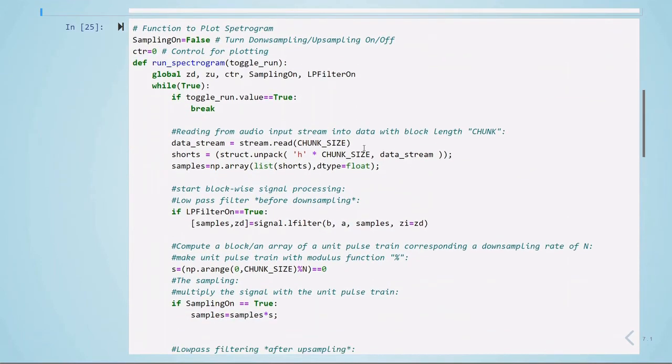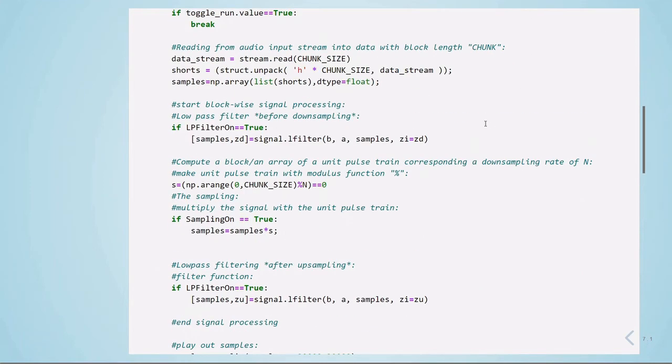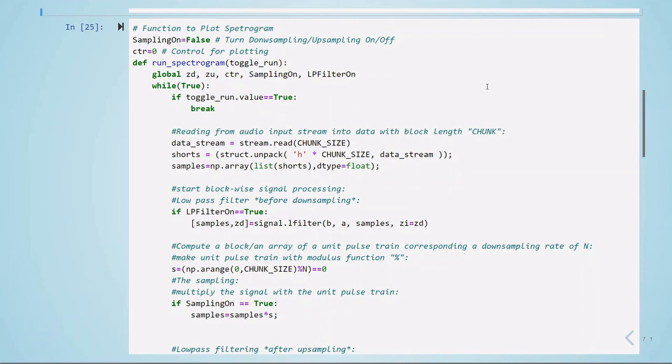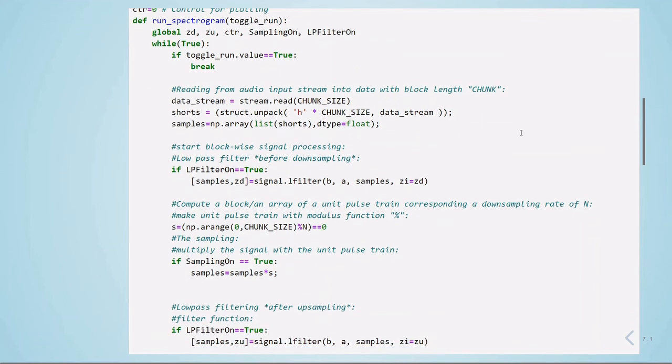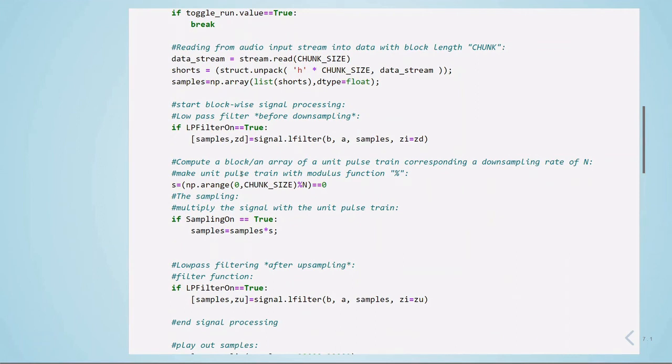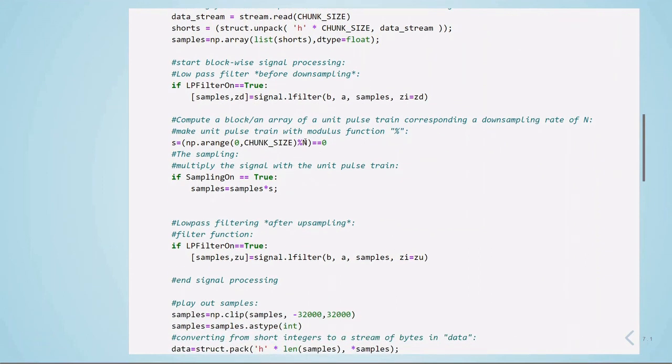Here we're defining this function called run_spectrogram that will run inside the thread. In run_spectrogram, we are reading the data stream from PyAudio. Then we are converting this stream into usable data, converting to floats. Here is our filter, the low pass filter before downsampling. So this is downsampling followed by upsampling, and this is what we are doing here.